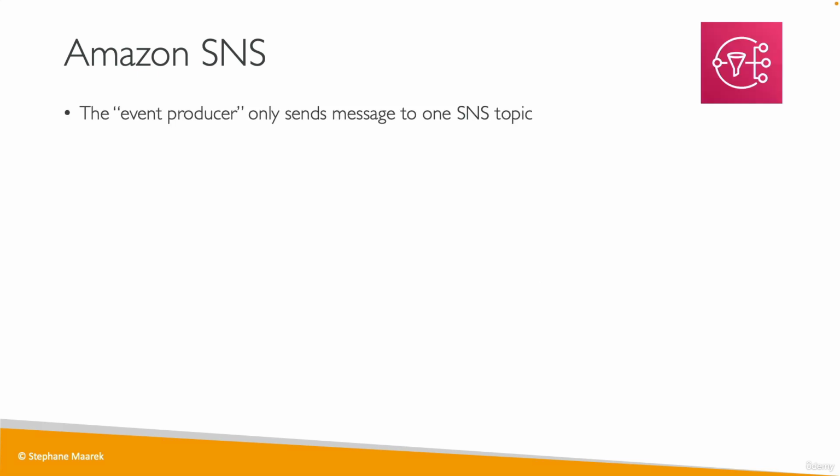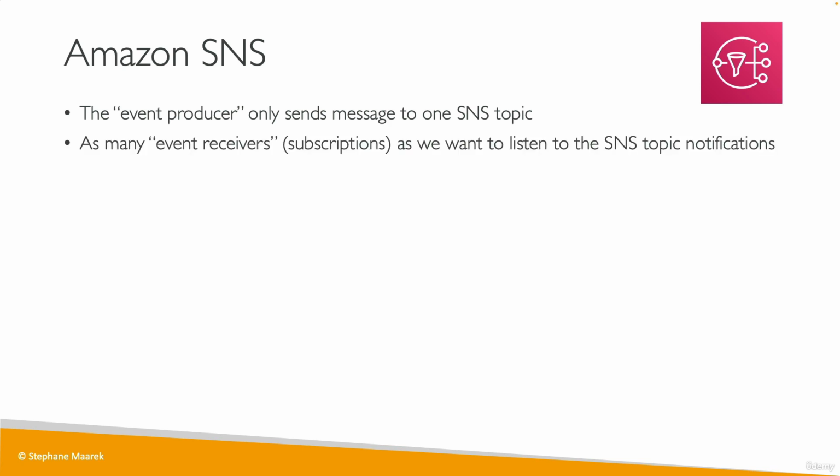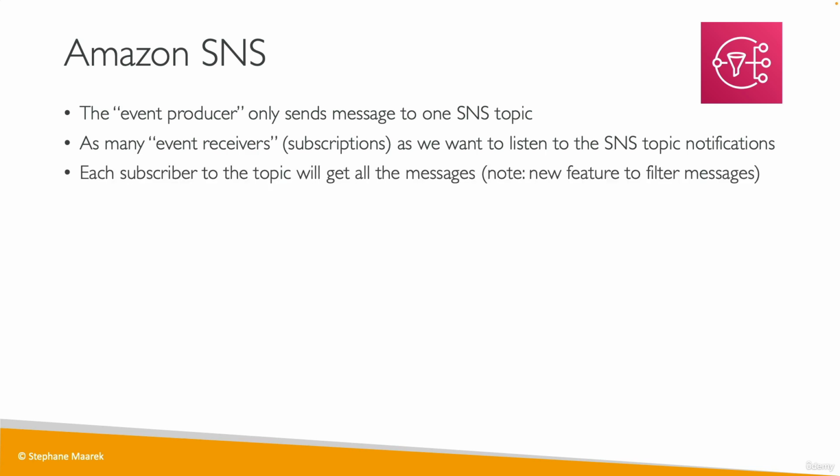So in Amazon SNS, the event producer only sends messages to one specific SNS topic. And the event receivers, or the subscriptions, want to listen to the SNS topic notifications. And so therefore, each subscriber in your SNS topic will get all the messages sent to the topic, except if you're using a feature to filter messages, and it is possible as well.